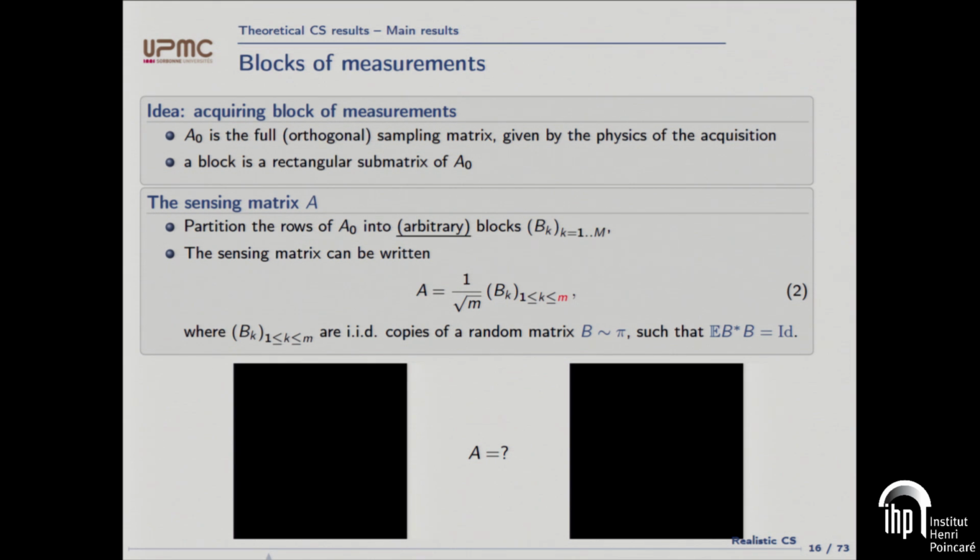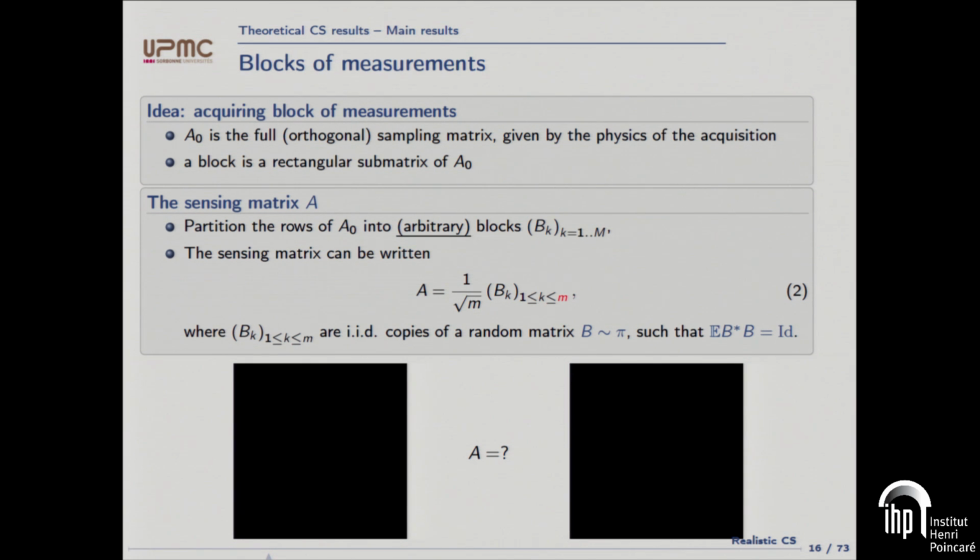So first, we have this, which is deterministic. You can choose the blocks that you want in your transform, in your A0, okay, here. But then you're going to sample randomly in this dictionary of blocks according to some probability distribution pi. So let's say that you choose the kth block with probability pi k, okay. And you should also satisfy this condition, which is the isotropic condition, where the expectation of B star B is equal to the identity.